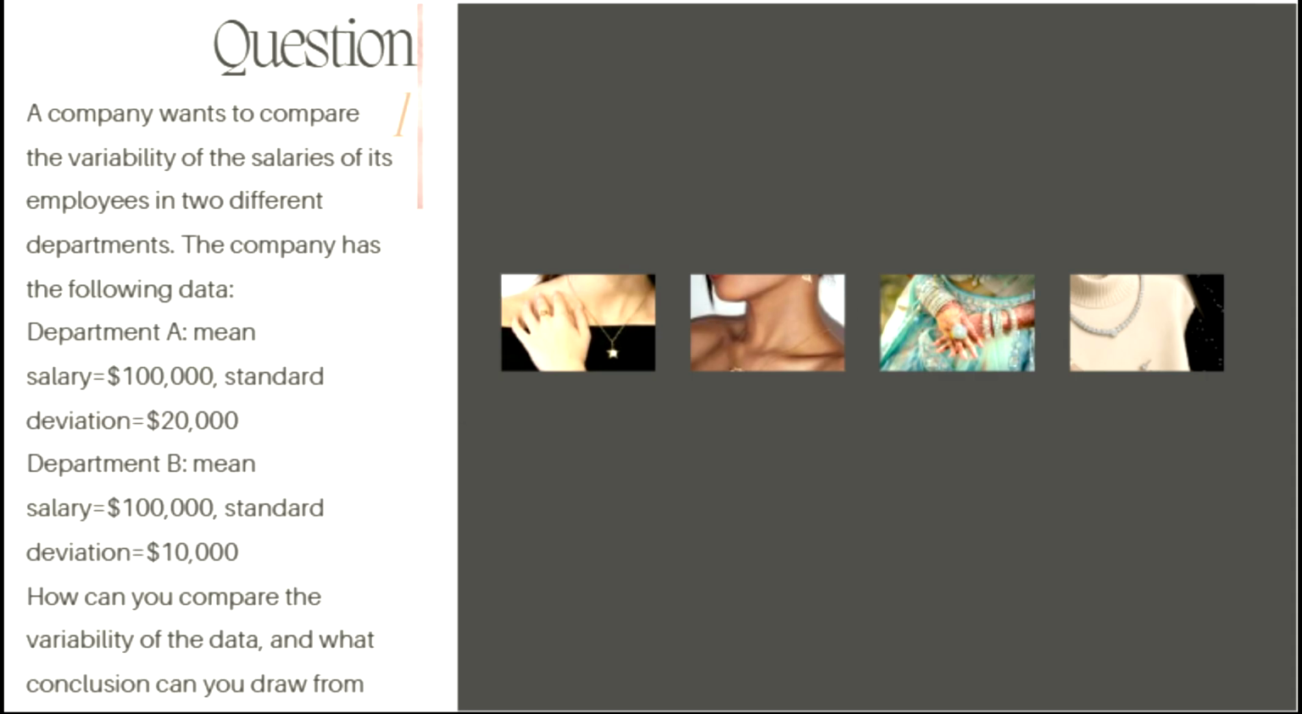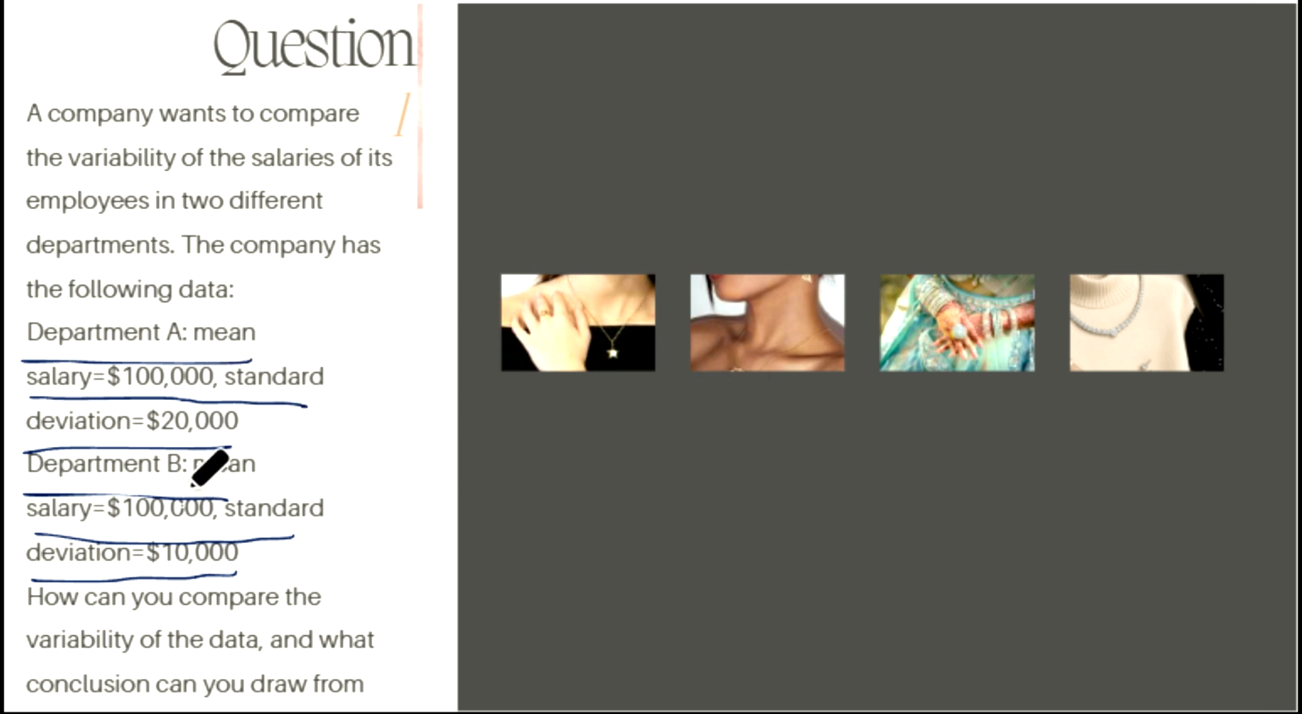Question number 1. A company wants to compare the variability of the salaries of its employees in 2 different departments. The company has the following data. Department A has a mean salary of $100,000 and a standard deviation of $20,000, and Department B has a mean salary of $100,000 and a standard deviation of $10,000. How can you compare the variability of the data, and what conclusion can you draw from it? Pause it, figure it out, come back.